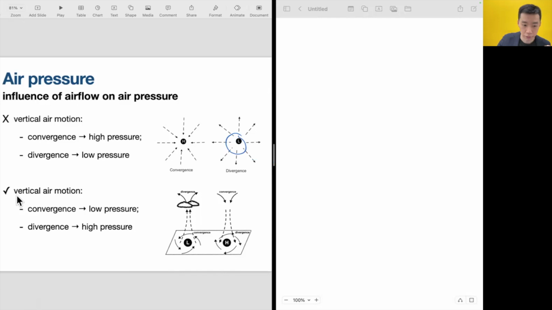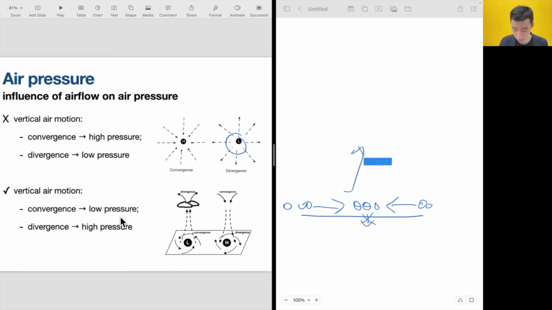Now, if we factor in vertical air motion, we are saying convergence actually would result in low pressure. If we have convergence of air, so more air particles congregating, pushing and keeping pushing together, the air particles cannot go underground, right? So the only way is for the air particles to go up to the sky, converging and going up. So when we have air particles going up from the ground to the sky, we have fewer air particles near the ground.